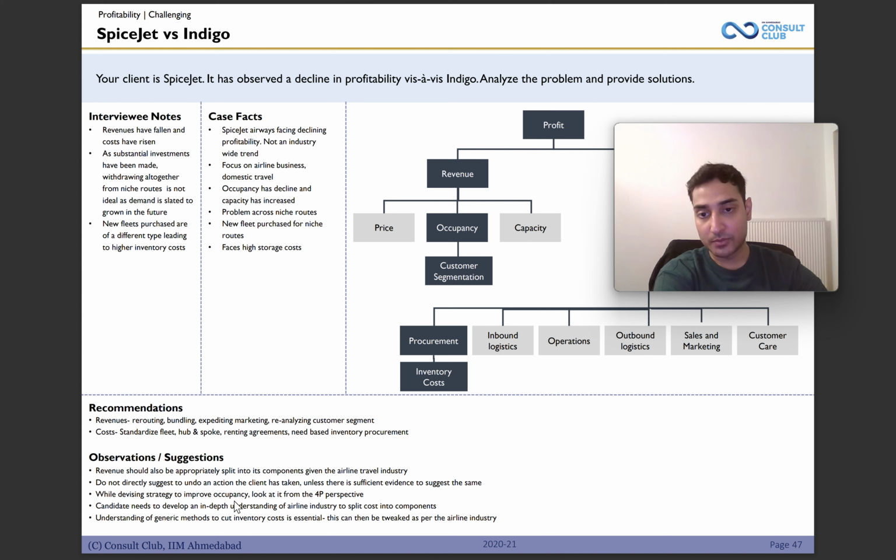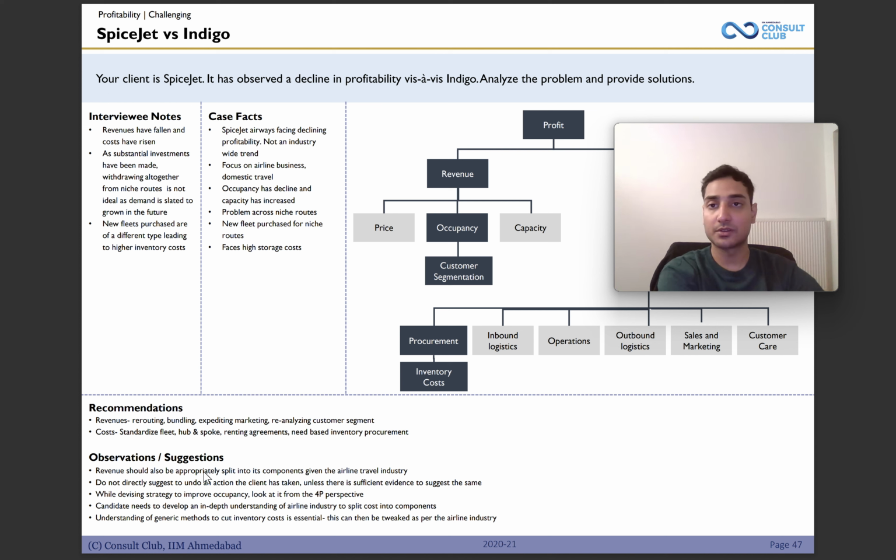While devising strategies to improve occupancy, look at it from a 4P perspective, which is a pretty standard framework. The candidate needs to develop an in-depth understanding of the airline industry to split costs into components, understanding how you go from procurement to customer care, the entire components, without missing out any. Understanding of generic methods to cut inventory costs is essential. This can then be tweaked as per the airline industry. So you need to have a generic understanding of how you cut inventory costs, and then you figure it out for the airline industry.